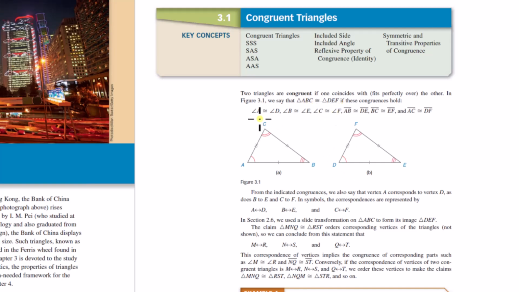So that means that angle A is congruent to angle D, angle B is congruent to angle E, angle C is congruent to angle F, and we can also match up the sides as well. Side length AB is going to be congruent to side length DE. Side length BC is going to be congruent to side length EF. Side length AC is going to be congruent to side length DF. You see, those are the corresponding features, and they're all congruent.